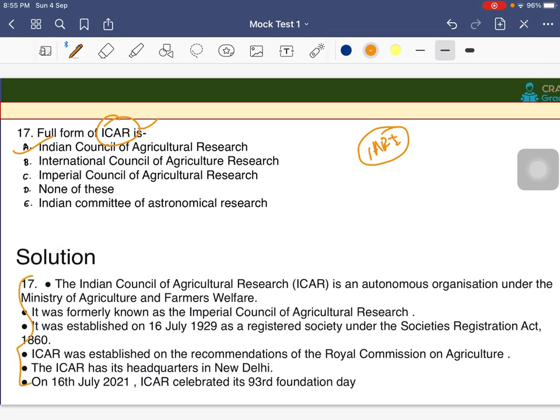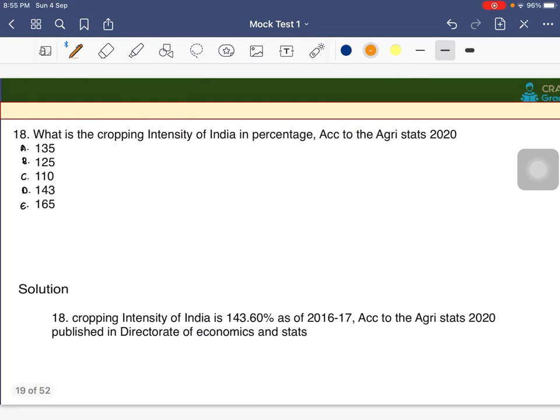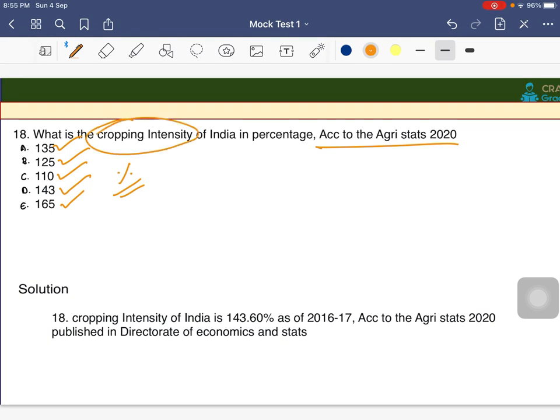Next question. What is the cropping intensity of India in percentage according to AgriStats of 2020? Options are 135, 125, 110, 143 and 168 percent. The cropping intensity of India is 143 percent. This is published under the Directorate of Economics and Statistics. Therefore, the option will be D, 143.